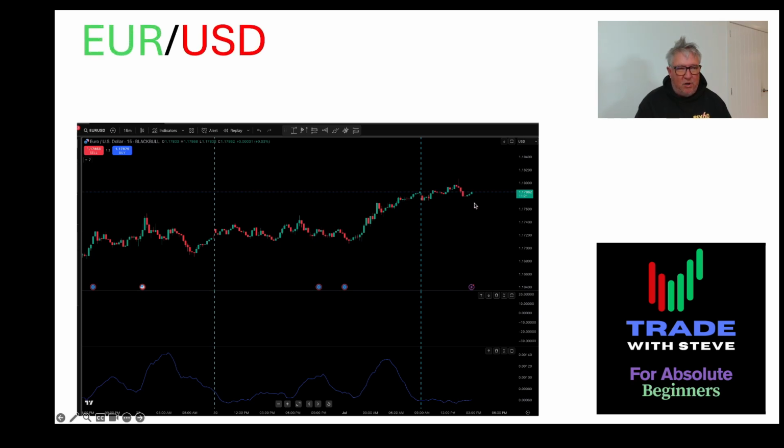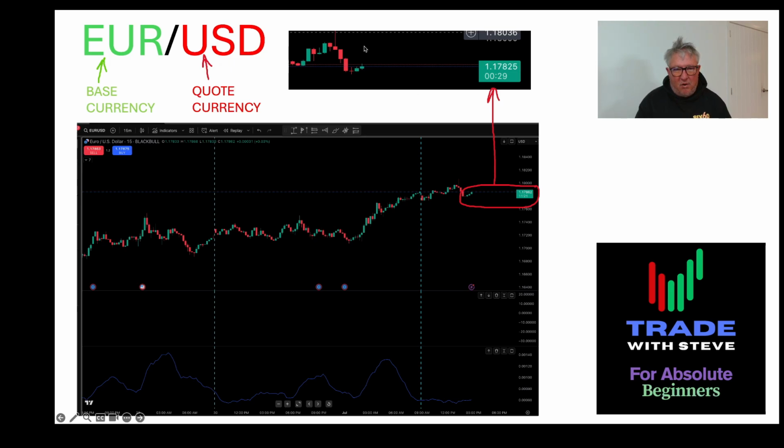We're looking at the Euro US dollar, and what we have is the Euro, which is the base currency. It's called the base currency, and the US dollar is the quote currency. So this little price over here on the right, which says 1.17862, just show you that there in the box, blow it up a bit for you, 1.17825, sorry.